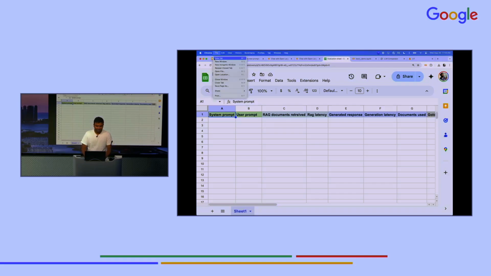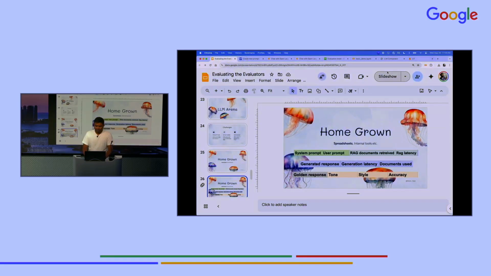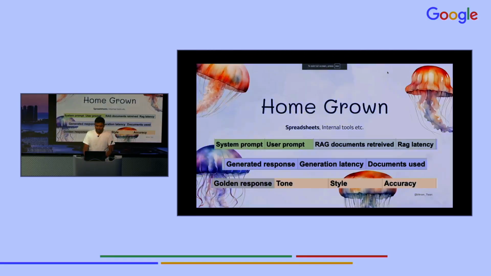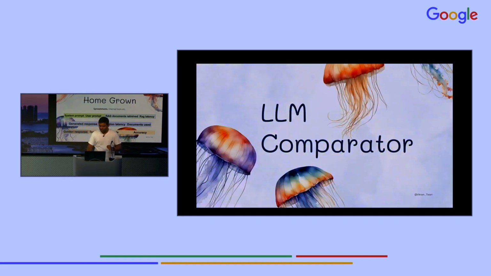OK, so let's go back to the slides. All right. So yeah, we talked about some inputs. In this case, inputs are system prompt, user prompt, RAG documents, and the latency for that. Then the outputs, which are generated response, latency, and documents used. And then evaluation, which is based upon the golden response. So you look at the final response, what it should be, and then you compare it against the generated response, and you try to figure out if it is accurate on the tone, style, and accuracy part.